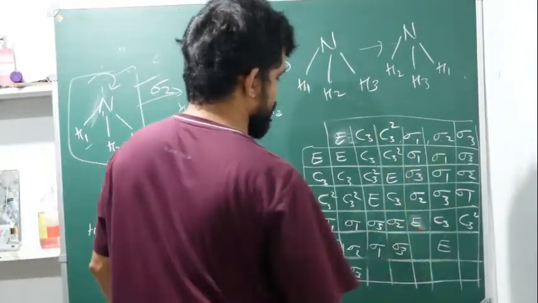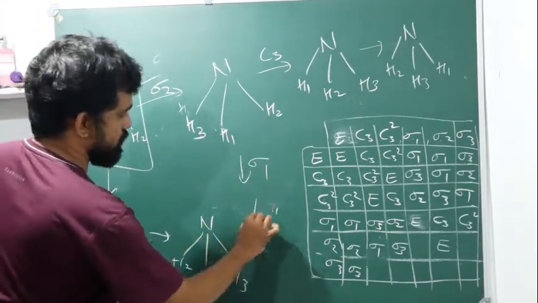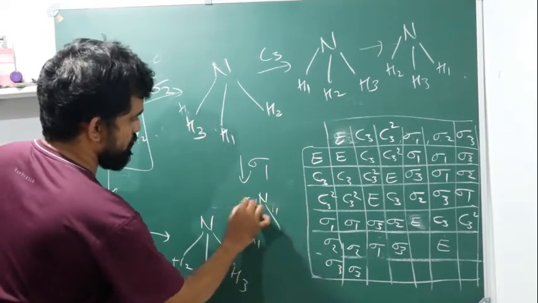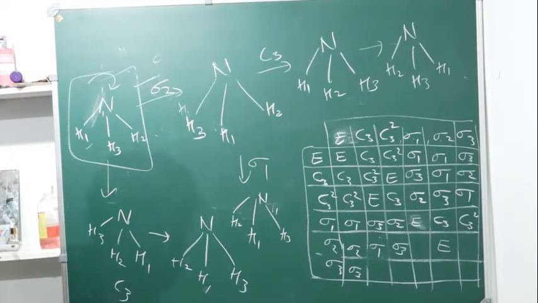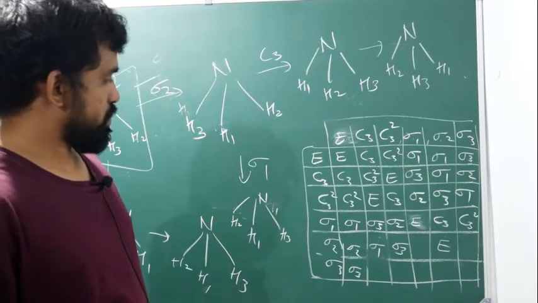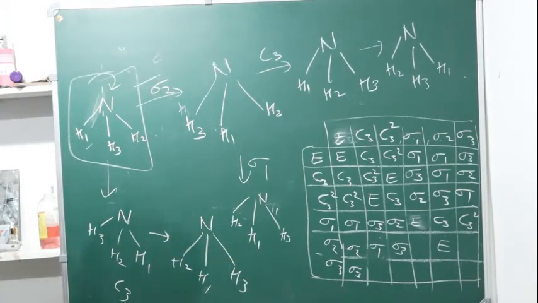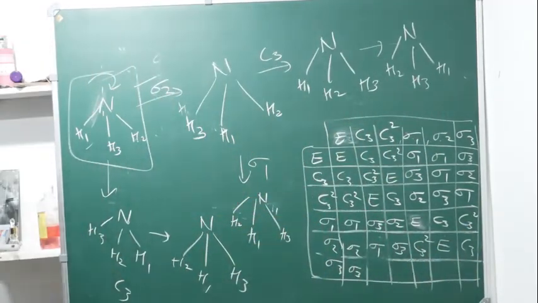Now sigma 2 into sigma 1, that is H1, H3 here, H2 there, sigma 2. Sigma 2 into sigma 1. So it is okay. Is it C3 square? Is C3 square, right? So it will be C3, right?